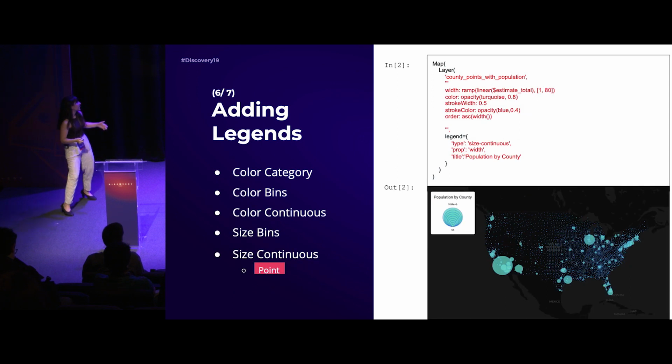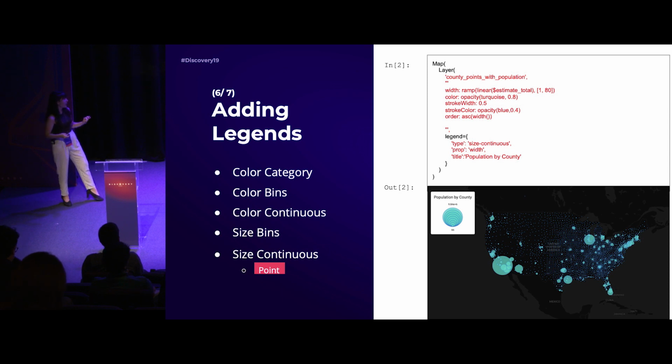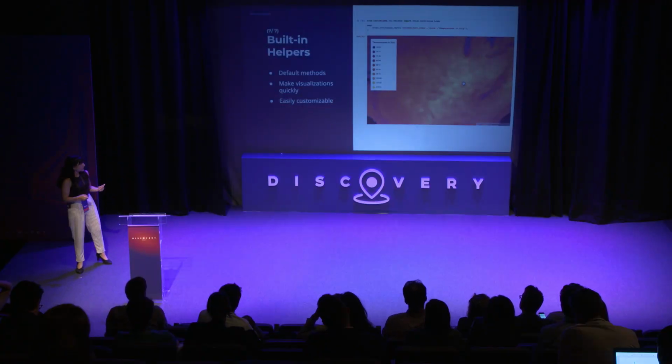But for the color continuous, what you can see is a gradient where you can see how the color changes between the geometries. For the size bins, in this case, for size, we only have the type of geometry for the point. So in this case, we are seeing how the size of the points increases. So it is pretty simple to add a legend.